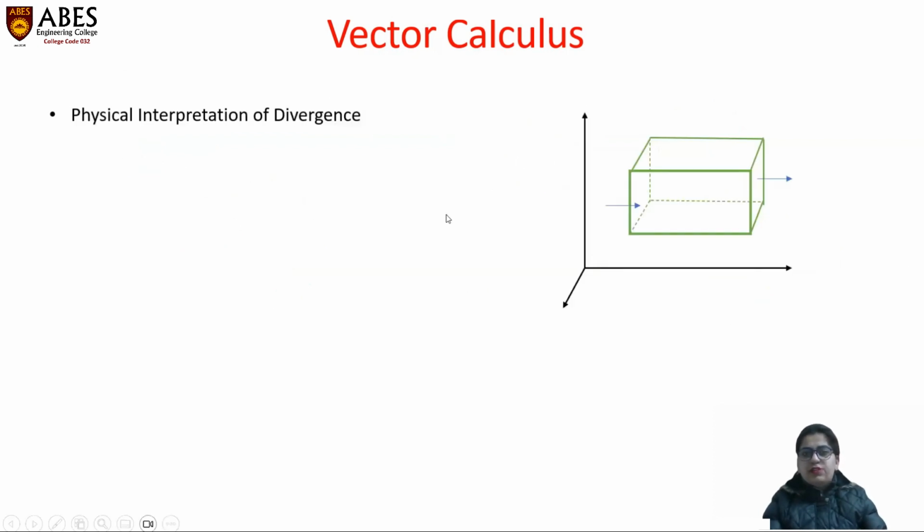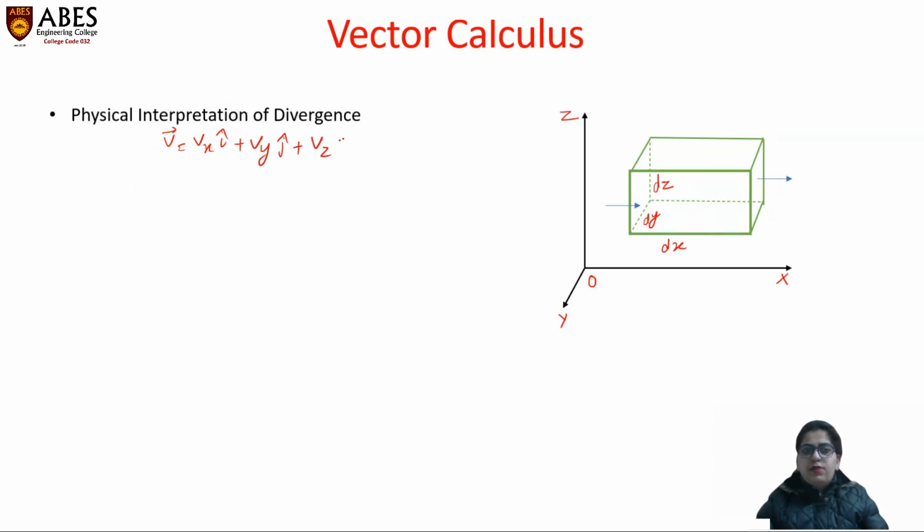The physical interpretation of this can be taken for the case of a fluid. Let us suppose that our fluid is moving in a three-dimensional space, that is x, y, and z. Let us consider a small parallelepiped on the fluid such that one side parallel to the x-axis is taken as dx, parallel to the y-axis as dy, and parallel to the z-axis as dz. And this fluid is flowing with the velocity v, that is Vx along the x-axis, Vy along the y-axis, and Vz along the z-axis.